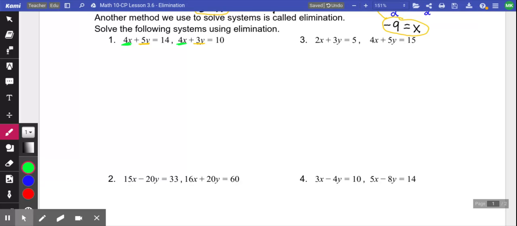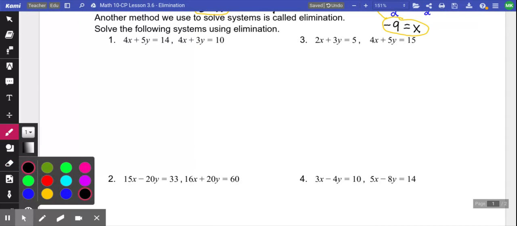Cool. Once you have that set up, what you want to do is you want to take one of the equations and write it underneath the other equation. So I'm going to take that second one and I'm going to write it underneath the first one. Like that. So I took the second equation and I wrote it under the first equation so that they're stacked on top of each other.